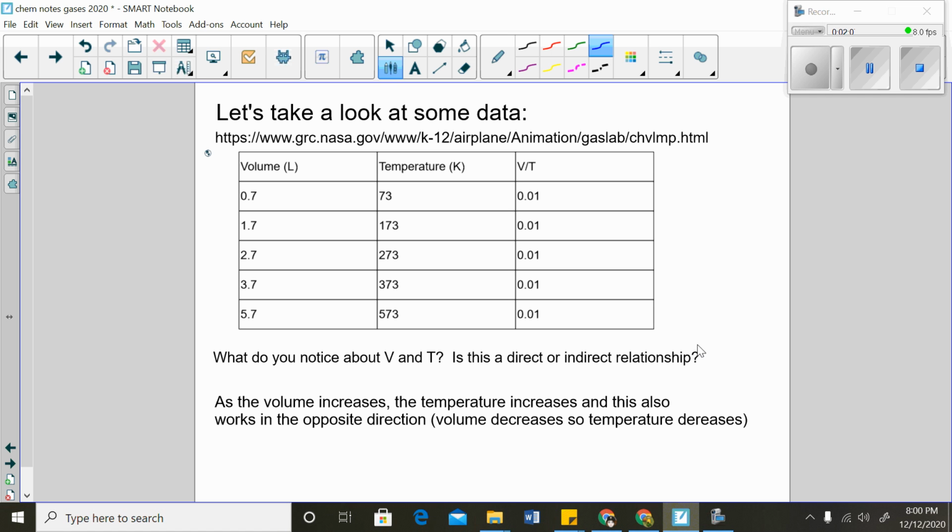So what does this tell you? Is this a direct or an indirect relationship? This is a direct relationship. As the volume increases, the temperature increases. And this also works in the opposite direction. As the volume decreases, your temperature decreases.